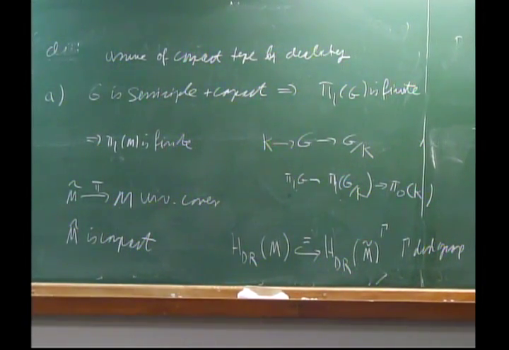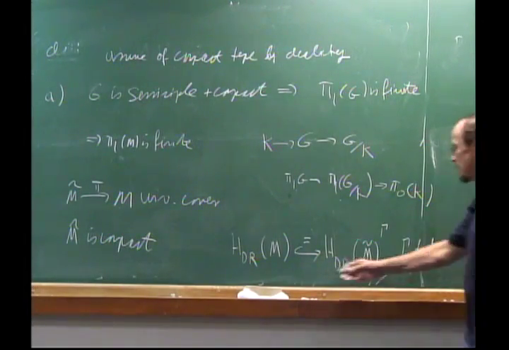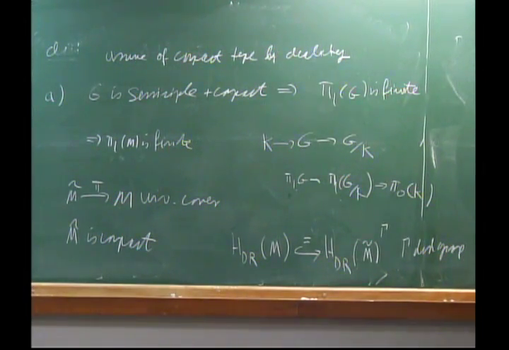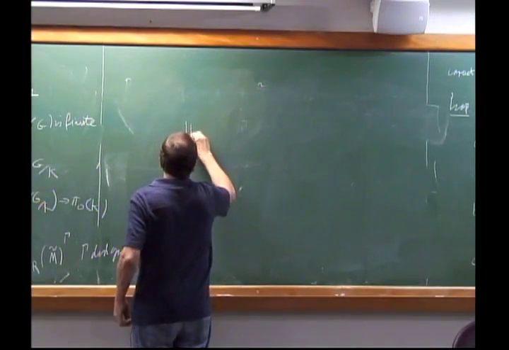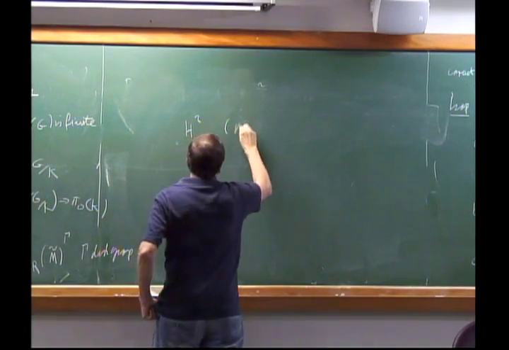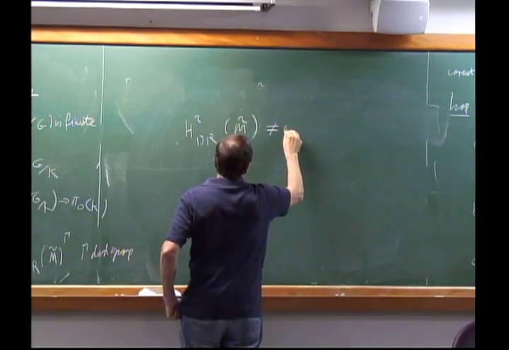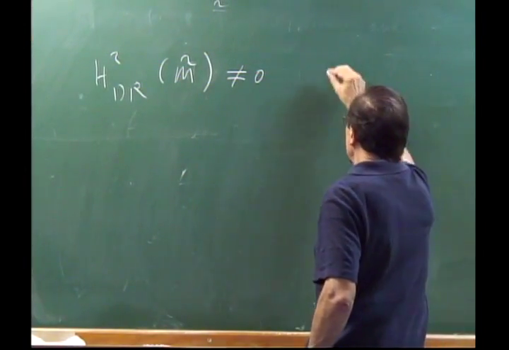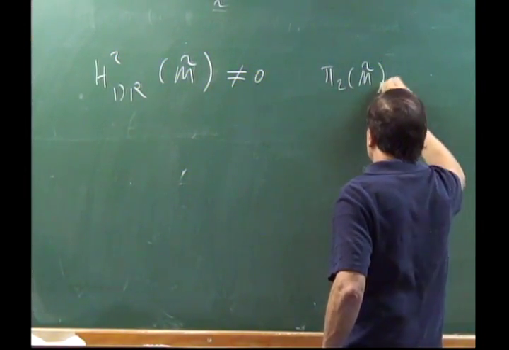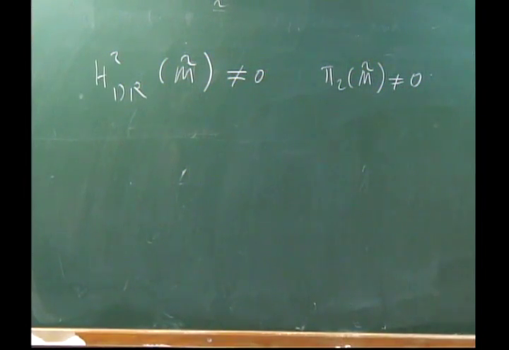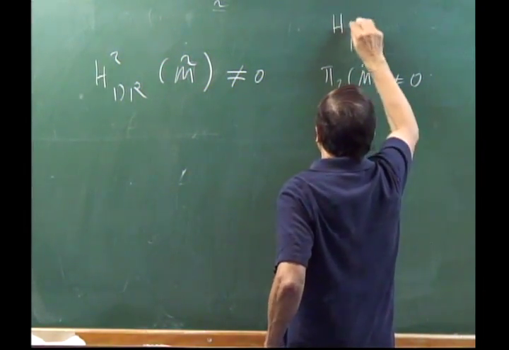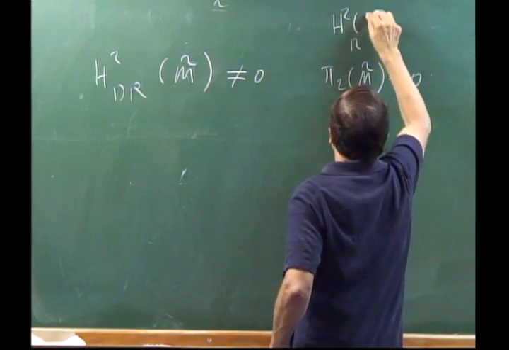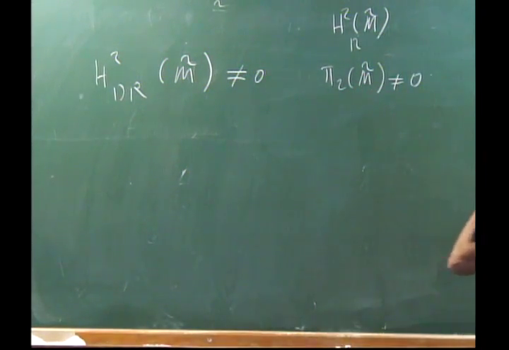That's a nice exercise. In our case, all I need to know is that the second de Rham cohomology of M tilde is also non-zero, which means that pi 2 of M tilde is non-zero. Then M tilde is simply connected, so by Hurewicz, pi 2 is isomorphic to H2 for a simply connected manifold. Why? That's called Hurewicz.